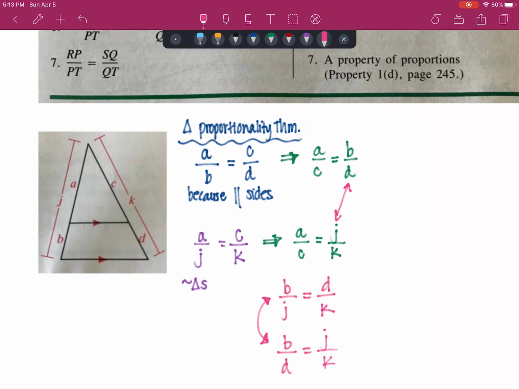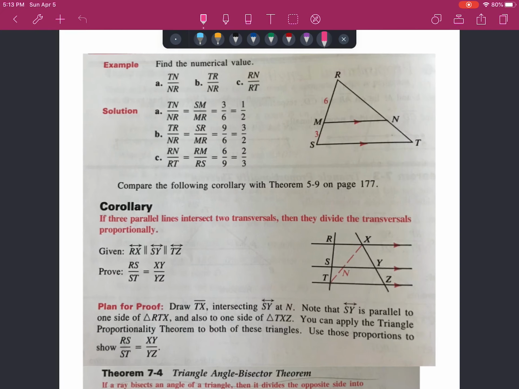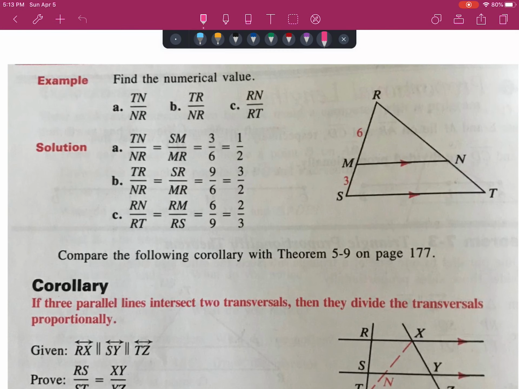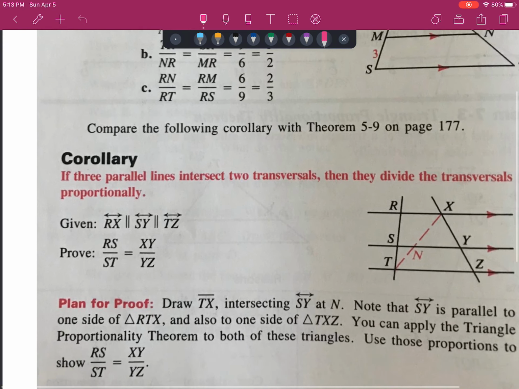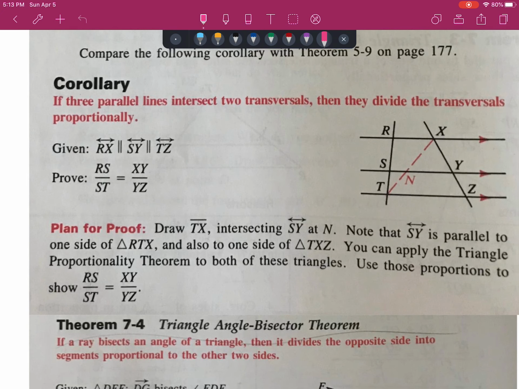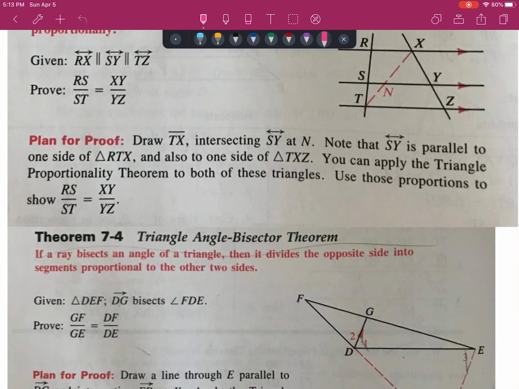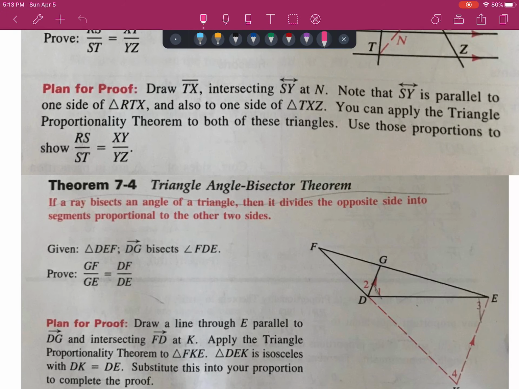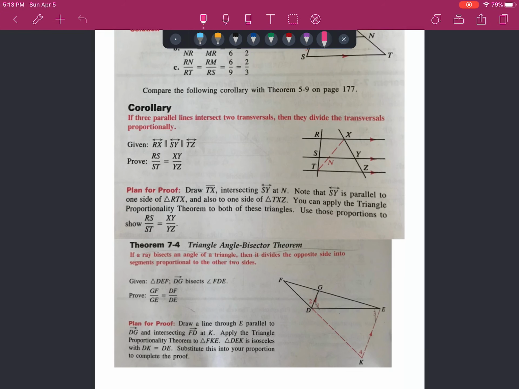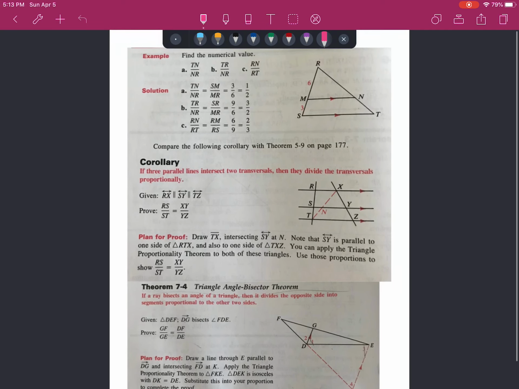So make sure that you know them. There were several of them. Make sure you know them so that you can feel really good about working with these proportions. The next example, we're going to work with numbers and then discuss another corollary where we've got three parallel lines, and then the triangle angle bisector theorem. We'll talk about that. And then you should have enough to do some practice problems and hopefully feel really good.